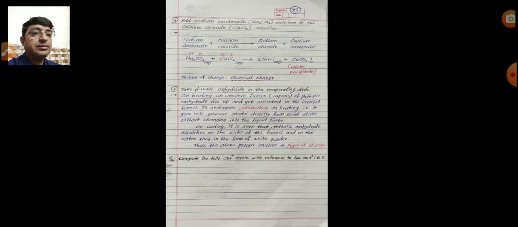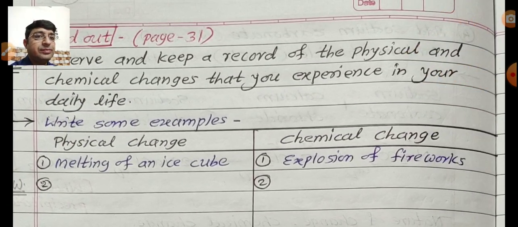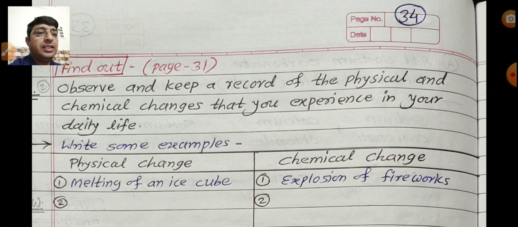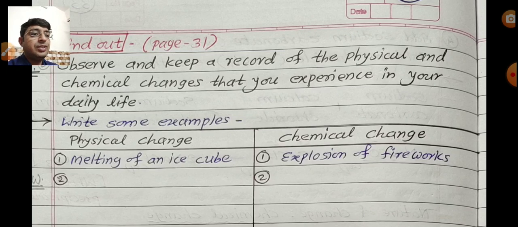Next point, see in our textbook page number 31. Find out, observe and keep a record of physical and chemical changes that you experience in your daily life. So you write any examples. So one example given here, physical change and chemical change.